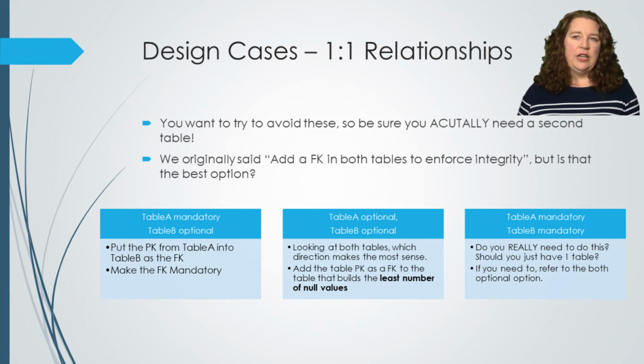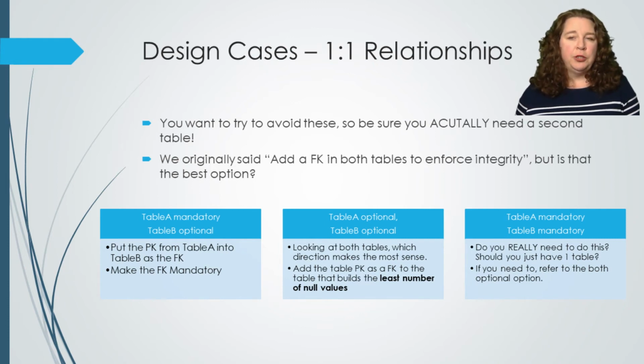So we have to add it, in this case, into table B, in the situation where table A is mandatory and table B is optional. You can do this, and this is the way that 90% of your one-to-one relationships are going to go. You're going to end up adding a singular foreign key to your secondary table, and you're going to make it mandatory and move on from there.